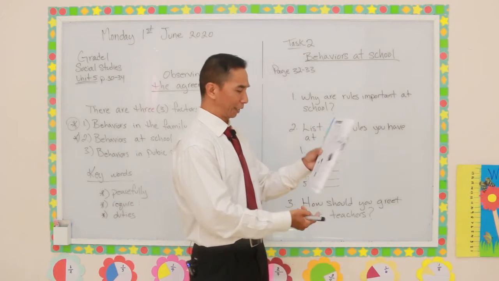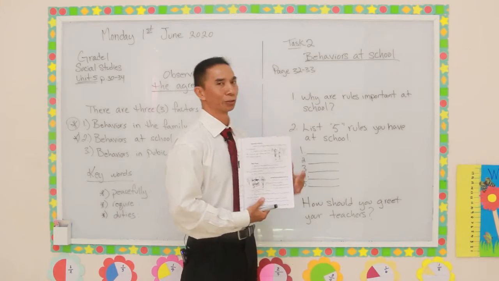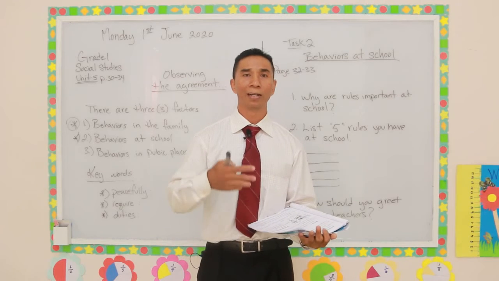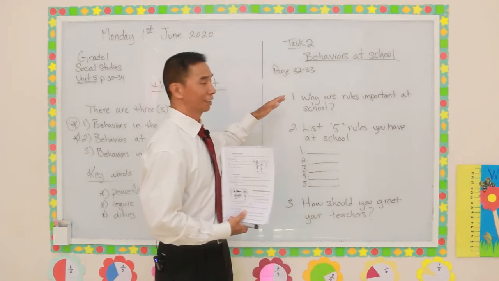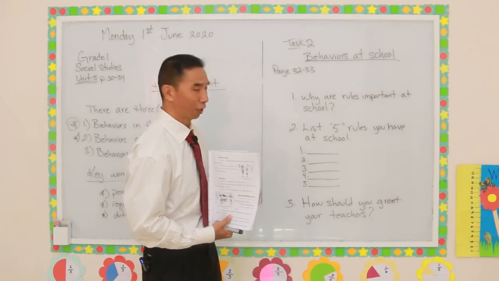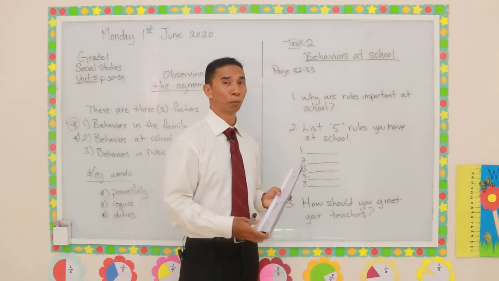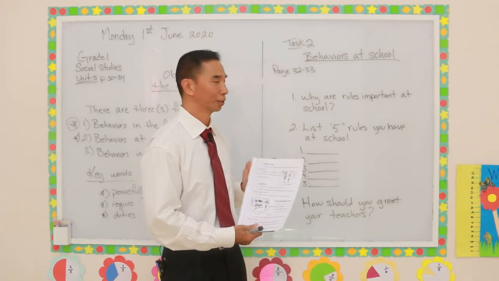Your reading from pages 32 to 33 is all about behavior at school. We can read this through our Telegram post, and I will guide you through your reading if you have any questions. For the second task, I have 3 questions here for you to answer. These answers should be important for you on how you behave when school resumes real soon.